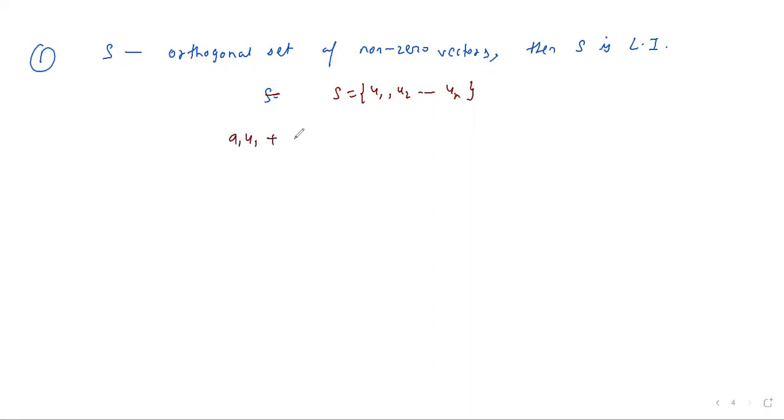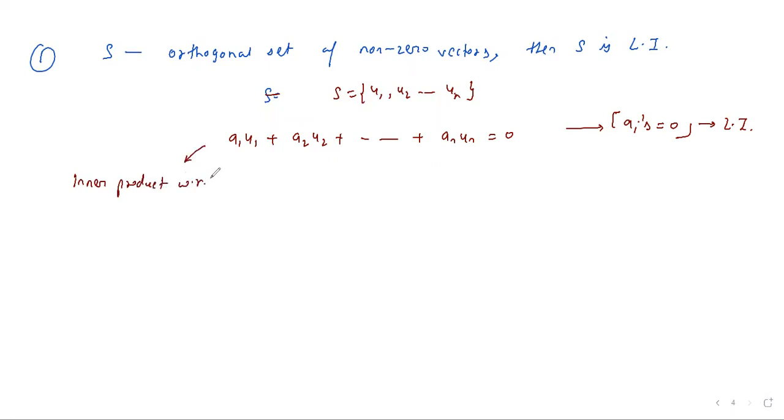Let's say a1 u1 plus a2 u2 going on to an un is equal to 0. If I get all my ai's equal to 0, then we will say that these vectors are linearly independent. That's how we check linear independence. So let's check whether all the ai's, all the scalars, are 0 or not. What we will do is take the inner product of this equation with respect to u1. If I do this with respect to u1, what would we get?